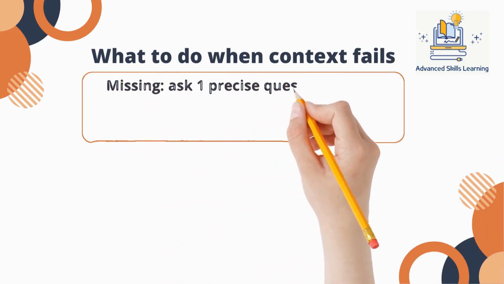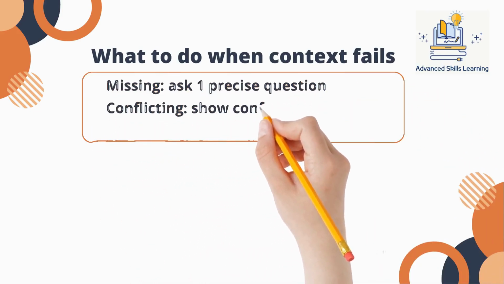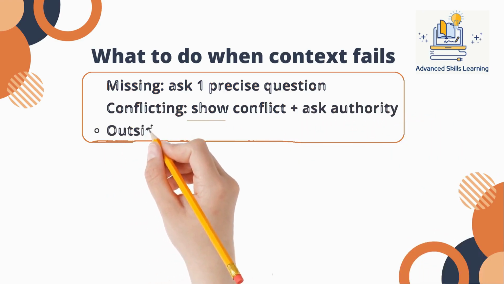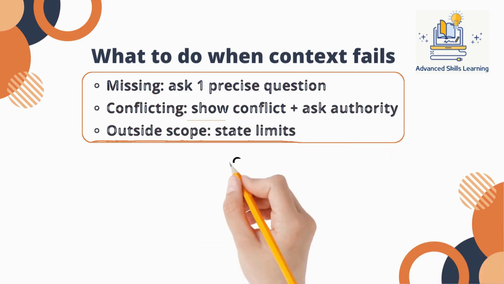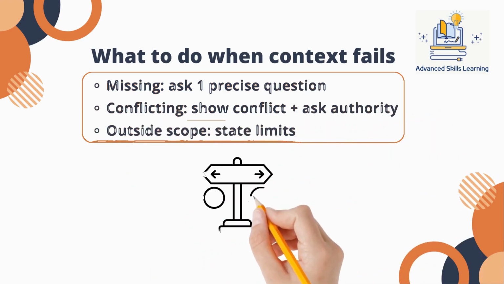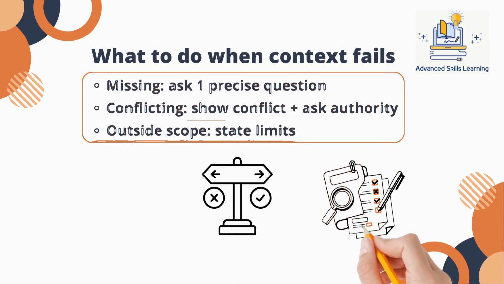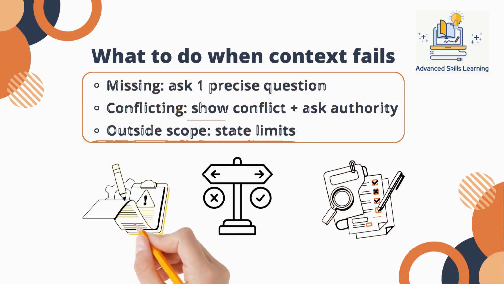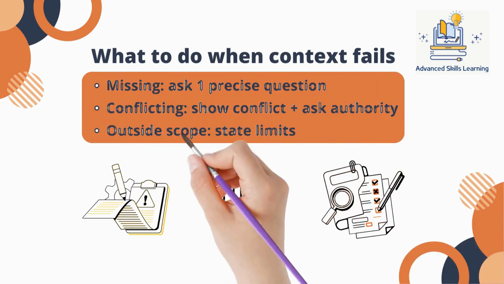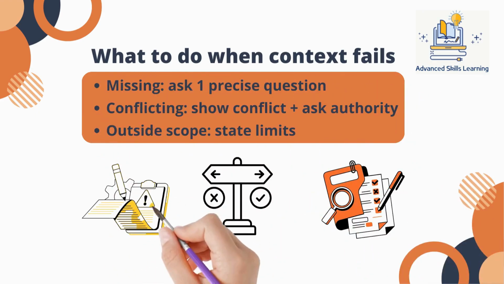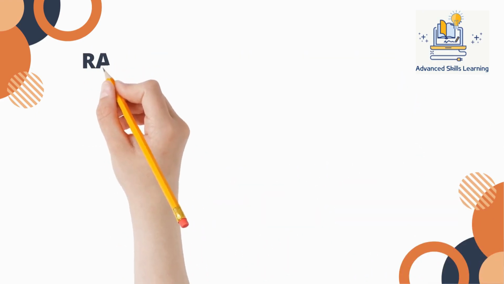Now let's define professional behavior for missing or conflicting context. If the context is missing, the assistant should not guess, it should ask one targeted question that unlocks retrieval. If the context conflicts, it should call out the conflict and ask which source is authoritative. And if the request is outside your data, it should state the limitation clearly. This is how you build trust in enterprise settings.